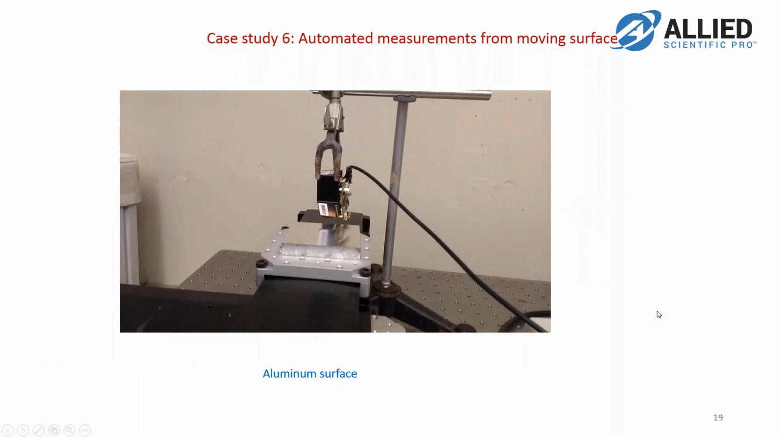Then we also have the automated measurements for moving surfaces. We had clients who said they were very much interested in measuring different samples that are going on a rail, an assembly line kind of, and the question was whether the NirvaScan reflective mode would work in a moving geometry, because normally we touch the window.